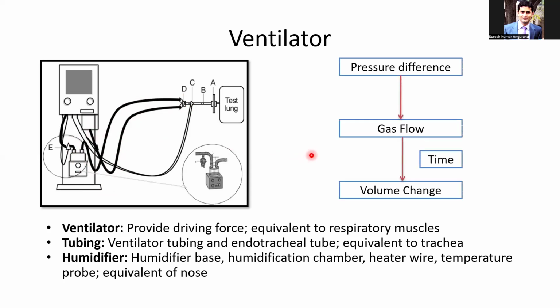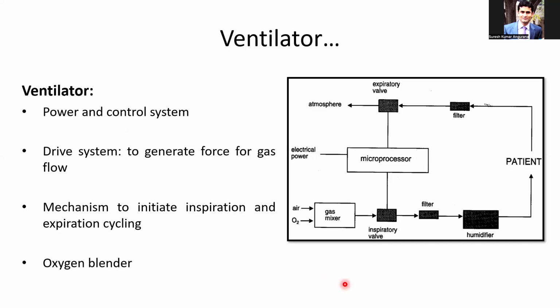So what ventilator does is it provides a pressure gradient so that there is some gas flow over some time which leads to change in volume inside the lungs. So this is the main function of a ventilator. The ventilator is a very complex assembly. It has various parts like this gas mixer or blender which combines air and oxygen in different proportions depending on how much FiO2 we want to give.